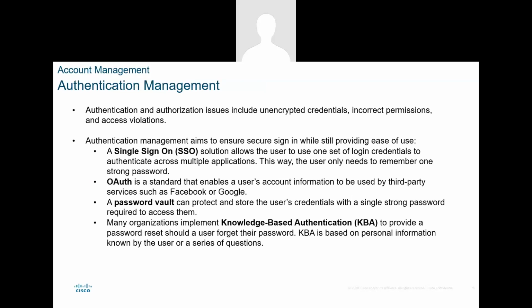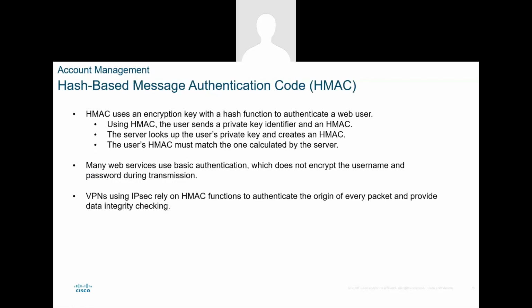Now, authentication protocols establish secure communication between the users and the systems. Some of these may be OAuth, which is used for third-party authentication, like signing in with Google. Single sign-on allows the user to use one set of log-on credentials across multiple applications. You may have a password vault that can protect and store the user's credentials with a single strong password. The hash-based message authentication code, HMAC, secures messages using cryptographic hashing. VPNs rely on the HMAC to authenticate the origin of every packet and for data integrity checking.